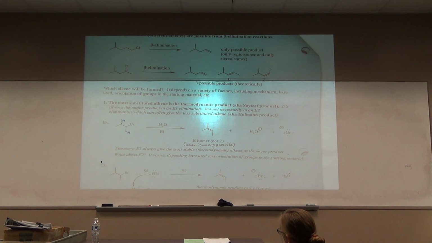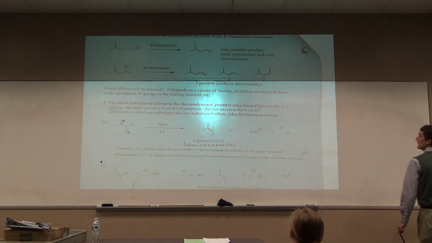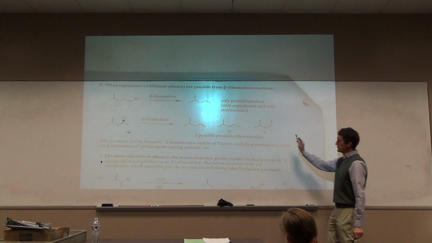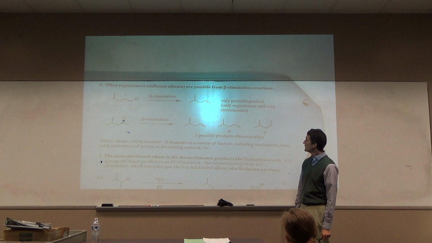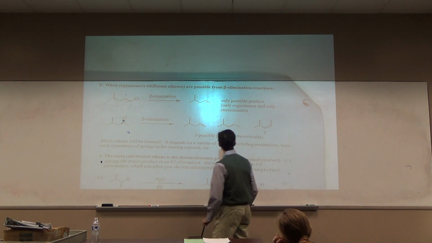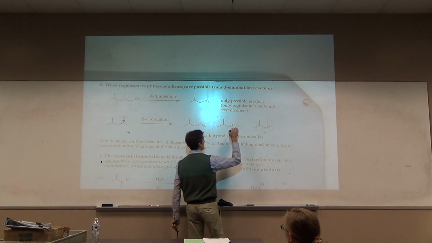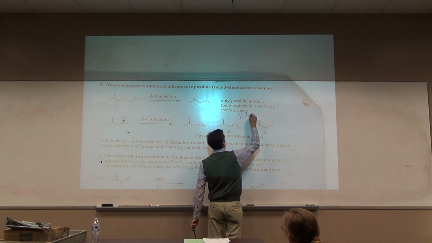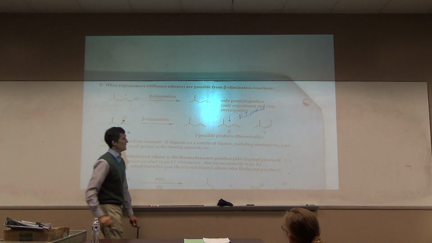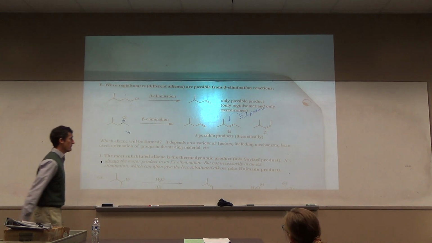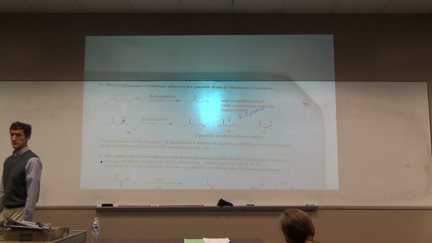Go back up to that one, and there's three products. If that was the E1 mechanism, which of the three would be the product? Which one? The middle one. Why? First off, it's di-substituted and not mono-substituted. But you got two di-substituted. Which one's most stable?